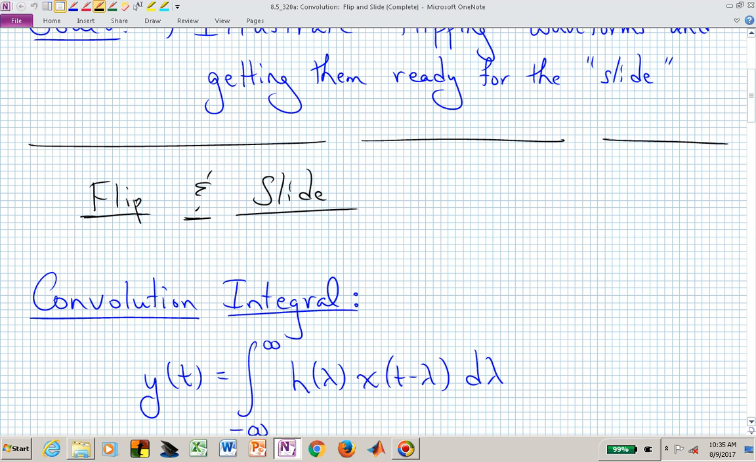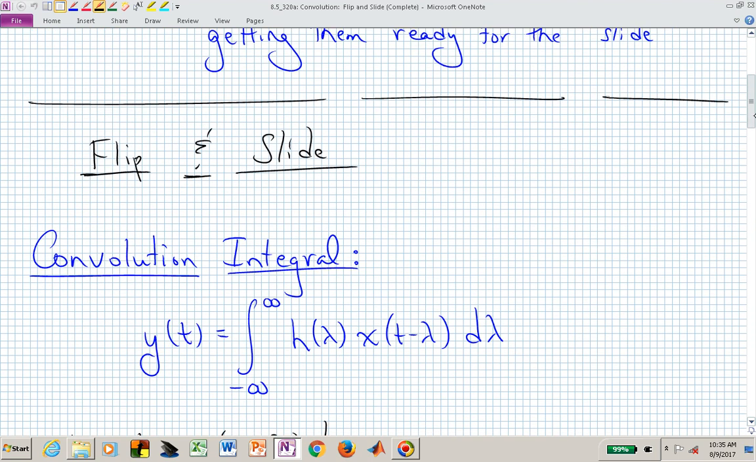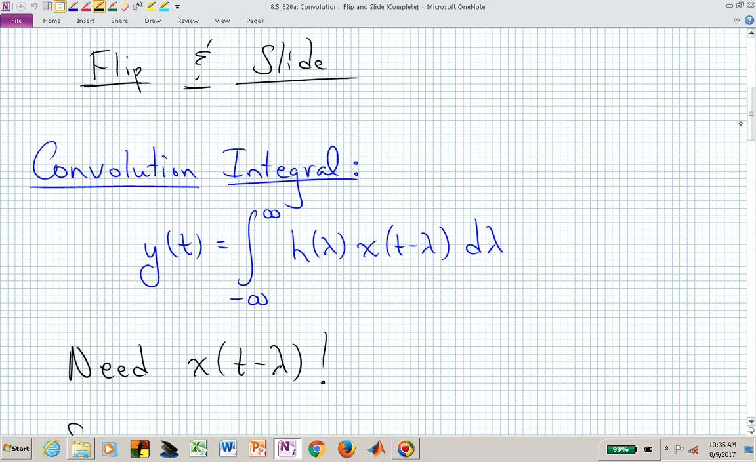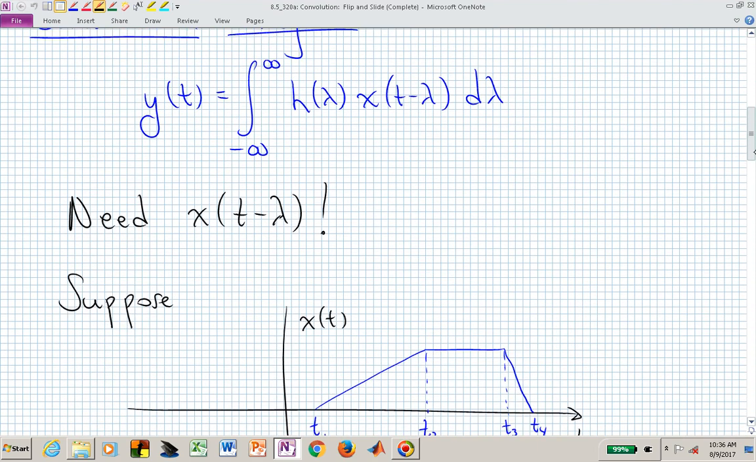In a subsequent video, we'll talk about intervals and limits, which is also an important part of the entire convolution integral process. But in this particular video, let's now talk about finding this functional expression x of t minus lambda and how we might do that in a procedural manner.